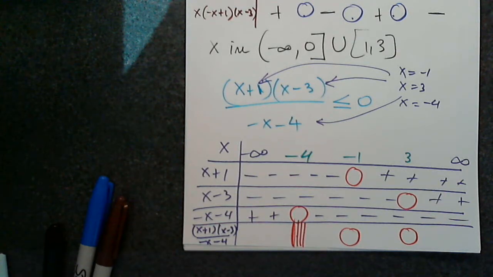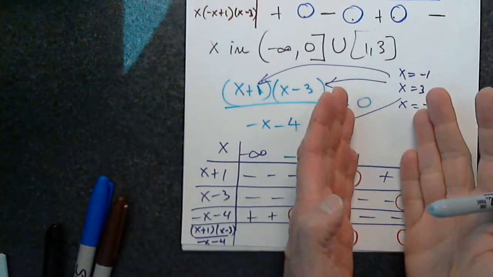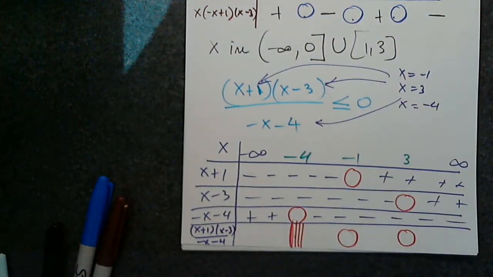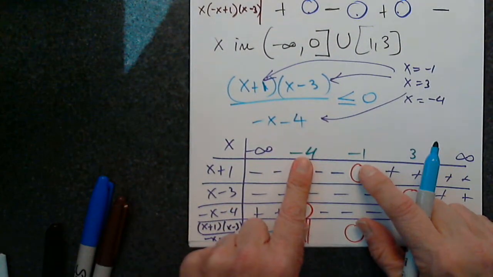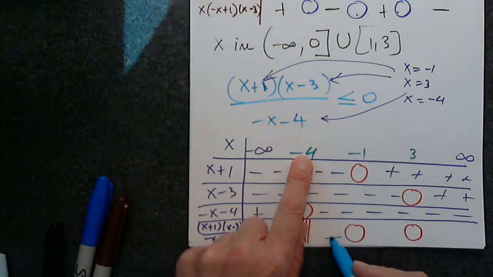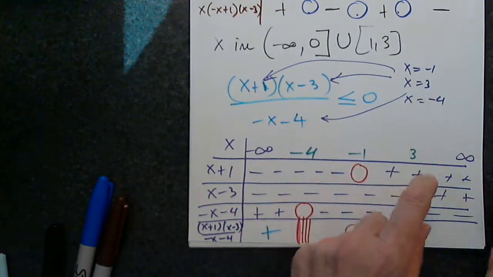Everyone with me? Okay, so now we have to identify, we have 1, 2, 3, 4 subintervals. We only count the negatives. There is no need to count the positives. So the sign on the first one. The sign with 3 negatives. Perfect. The sign with 2 negatives. Very good. And the sign with 1 negative.